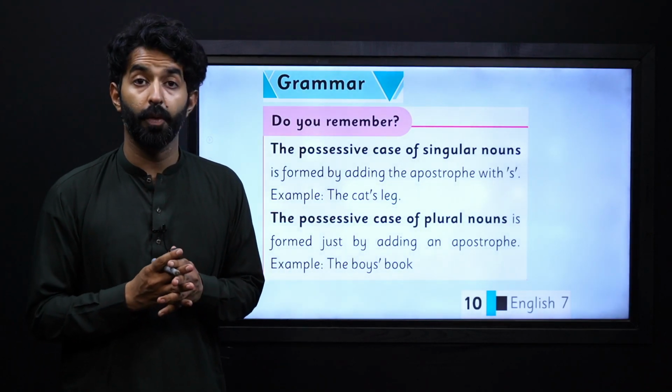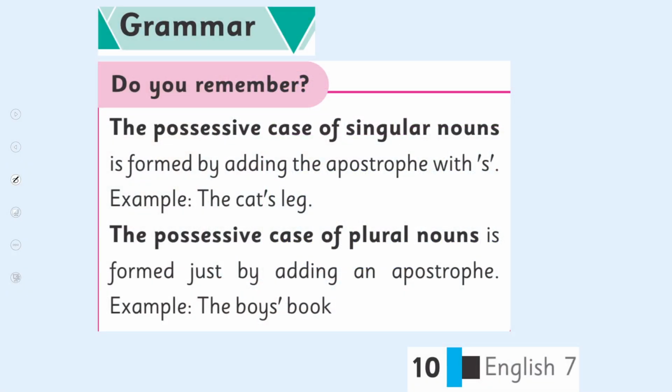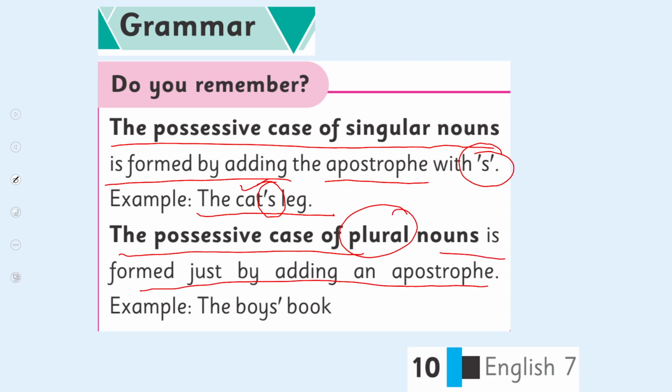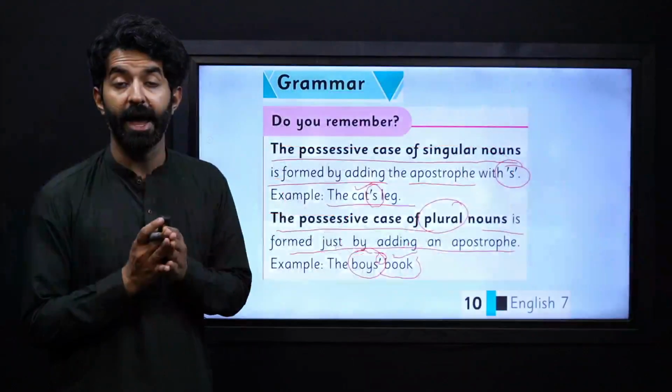Now let's see from your page number 10. Do you remember that the possessive case of singular nouns is formed by adding the apostrophe s? For example, the cat's leg. The cat is singular, hence we use our apostrophe simply. The possessive case of plural nouns is formed just by adding an apostrophe, like here. The boys is a plural noun. If we want to show possession of this noun, we know that boys is plural, hence we just add our apostrophe mark at the end.